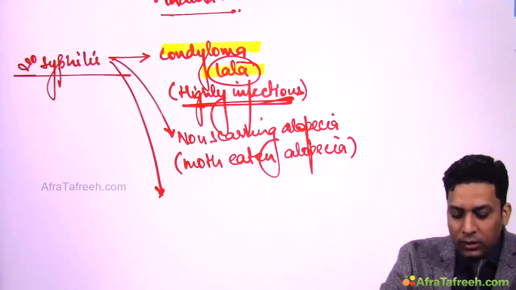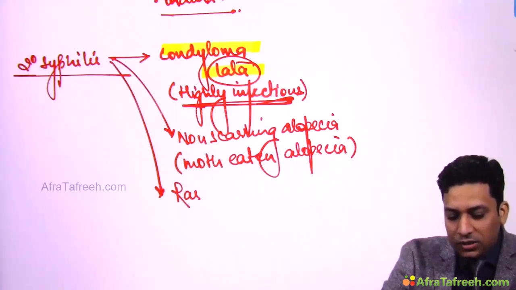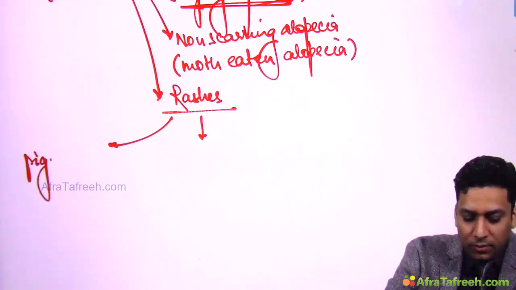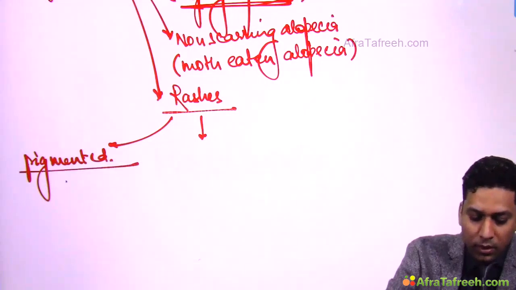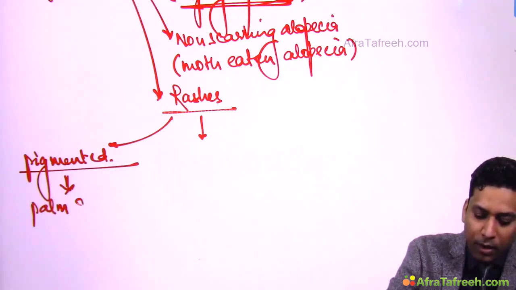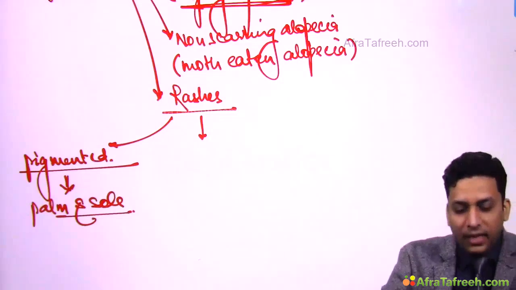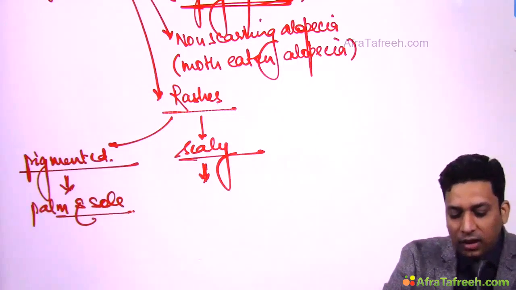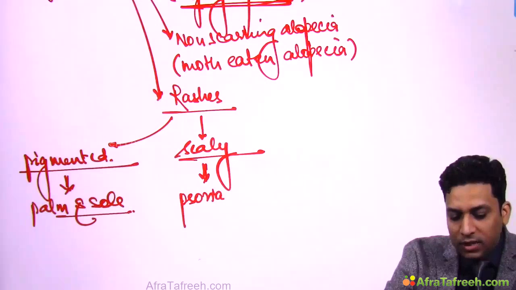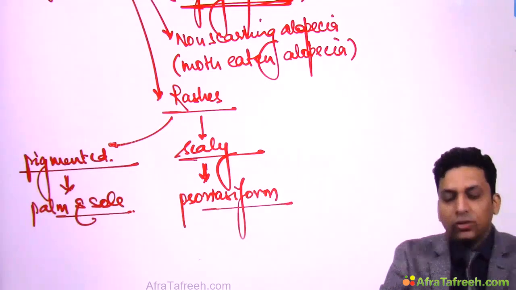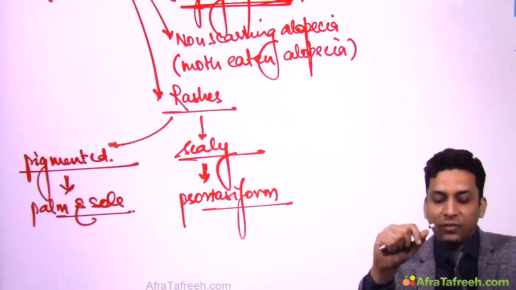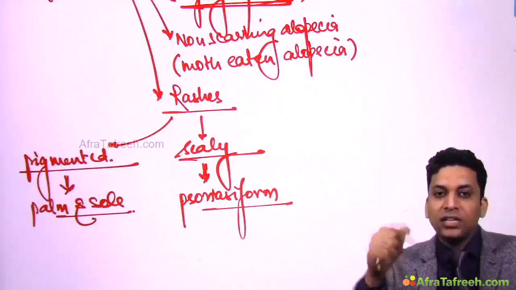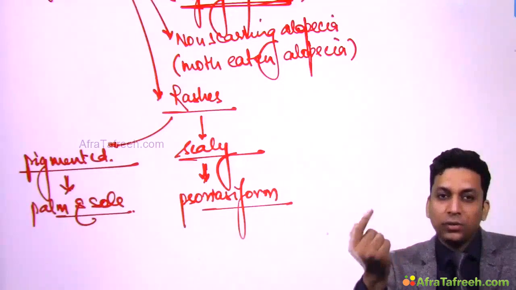Now if we talk about the skin lesions, these rashes can be of two types. First, they can be pigmented rashes. These pigmented rashes generally develop over the palm and sole. Then they might be scaly rashes, which are known as psoriasiform, because in psoriasis the lesions are erythematous and have scaling over them, and so are these lesions. Because these are scaly lesions, sometimes they resemble scaly conditions like psoriasis, so they are also known as psoriasiform lesions.